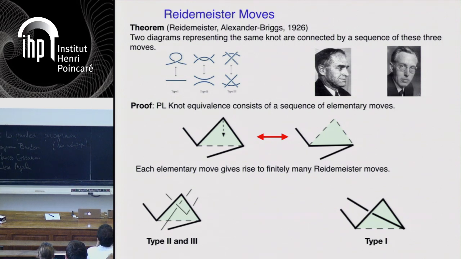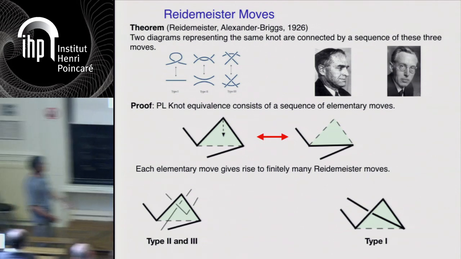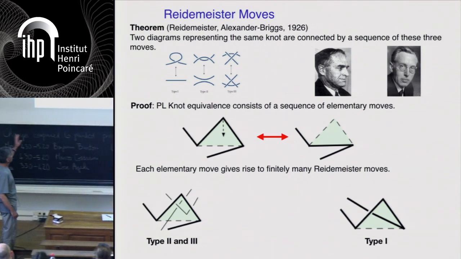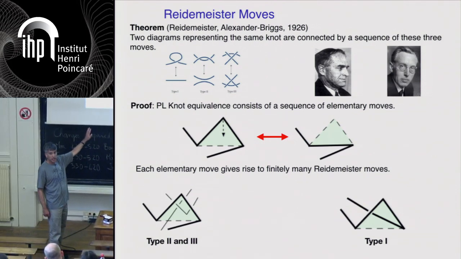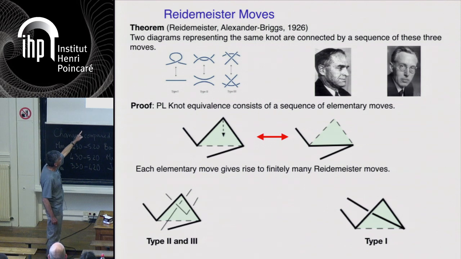So let's look at, for example, the move on the left, where you slide the top two edges of a triangle down to the bottom edge, and ask, how can this change the picture of the polygon we're looking at when we project down to a plane? So the only things that are going to be affected are parts of the knot which project down to that green triangle. So I've drawn some of those over there.